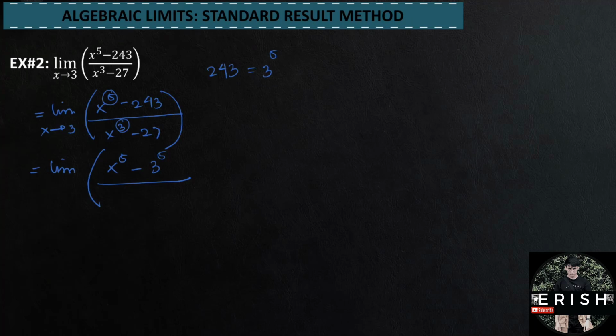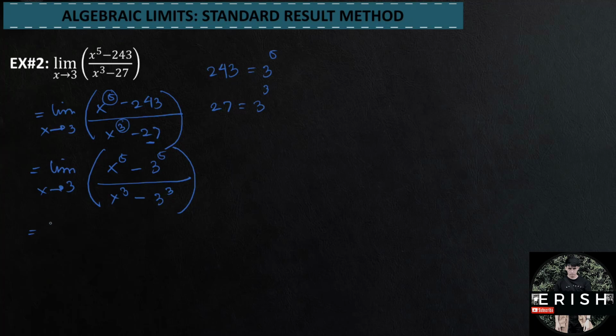Kapag ganitong problem, pwedeng gamitan natin both yung numerator and denominator ng standard result method. Kailangan natin i-convert itong 27. And yung 27 natin is equal to 3 raised to 3. So, yun ang ilalagay natin. Is x raised to 3 minus 3 raised to 3, as x approaches 3. Pero hindi pa nga tayo tapos. Gagamitin na natin itong situation na ito ng standard result method, both the numerator and the denominator.